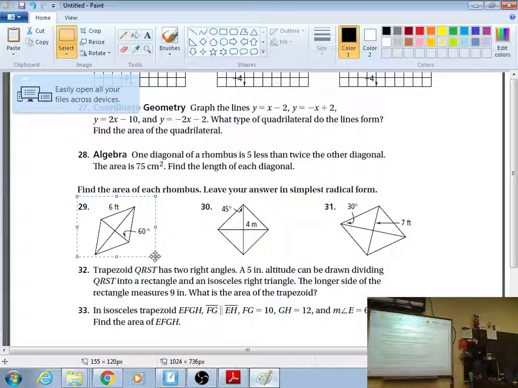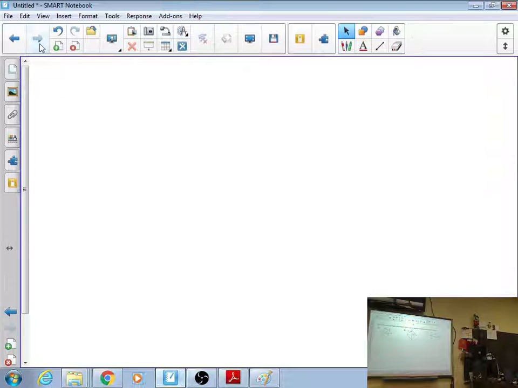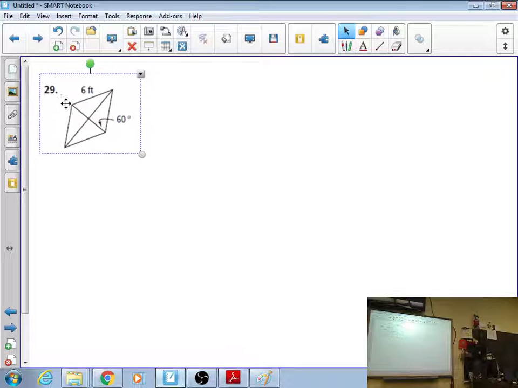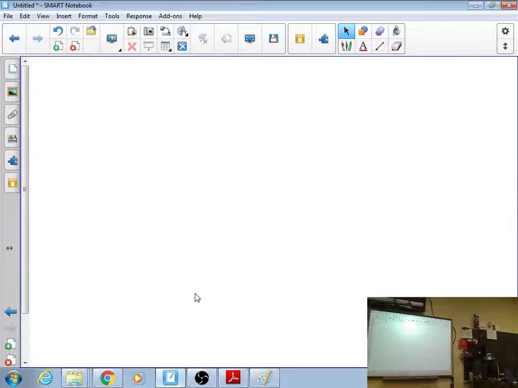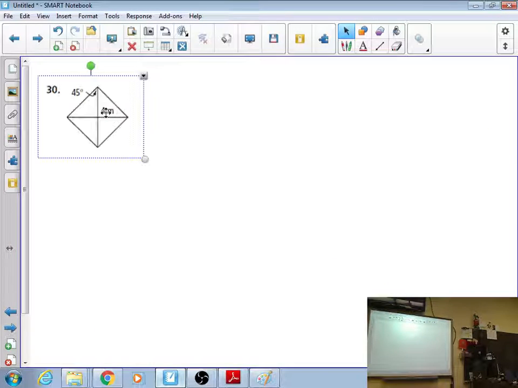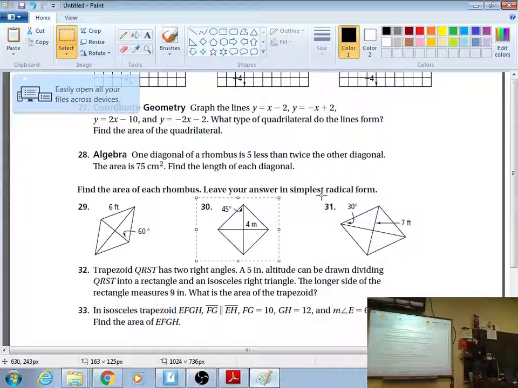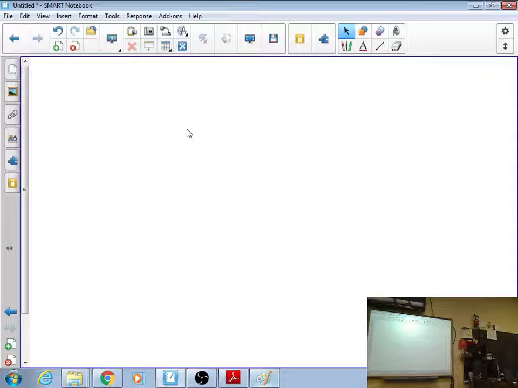Now notice it says that we can leave it in simplest radical form. Anytime it tells me simplest radical form, you should be thinking, now why might they tell me to leave it in simplest radical form? Well, special right triangles here allow me to create relationships that inform me of my unknown lengths. Because notice that on each of these, you're given one length and one angle measure.